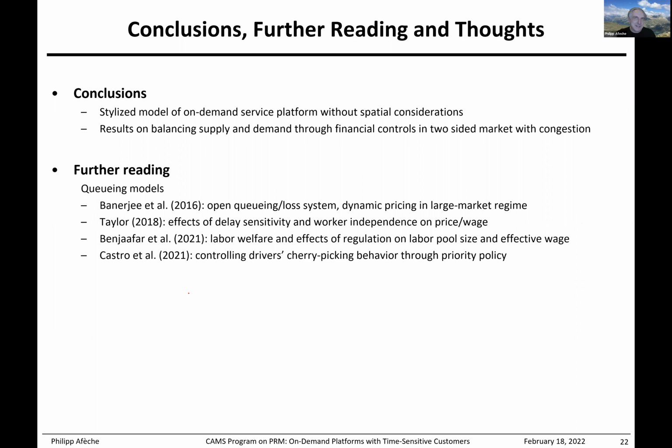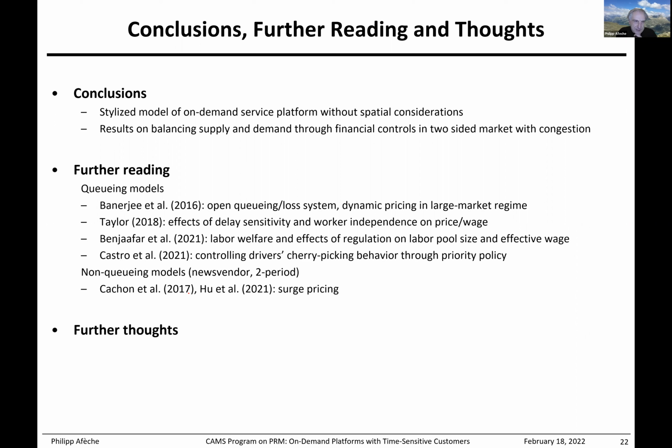In some sense, it's a more advanced paper because it's looking at drivers dynamically cherry picking while sitting in the queue, and how you should design the allocation of jobs to drivers to make sure that drivers' cherry picking behavior is aligned with maximizing the value of the system. There's a couple of non-queuing models, actually more than a couple, but I said I was going to focus on queuing models. There's a couple of non-queuing models that look at some interesting aspects of surge pricing, right? And there's lots of other models here, but these are just some thoughts, right?